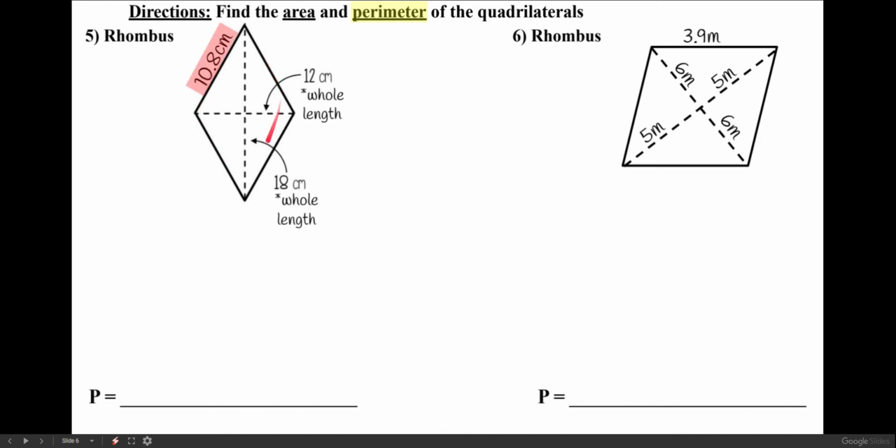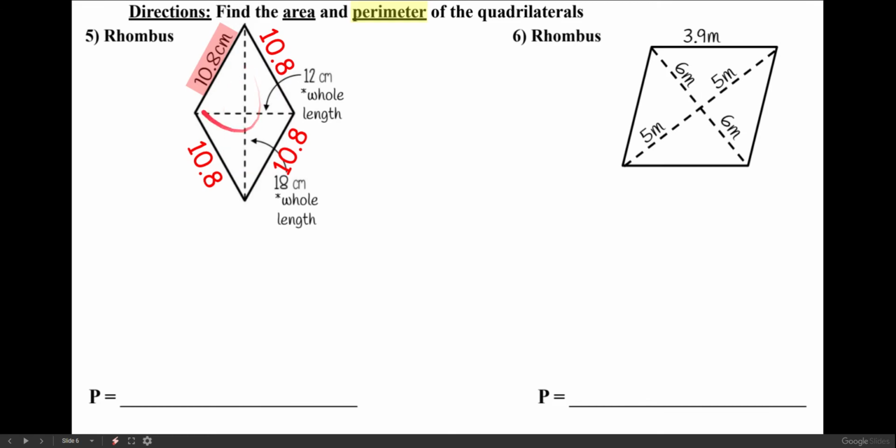But how can I find the perimeter if I don't know what the lengths of the other sides are? Well, if you remember, rhombuses have 4 equal sides. All the sides are congruent, which means if this is 10.8, that means this is also 10.8, and this is 10.8, and this is 10.8.